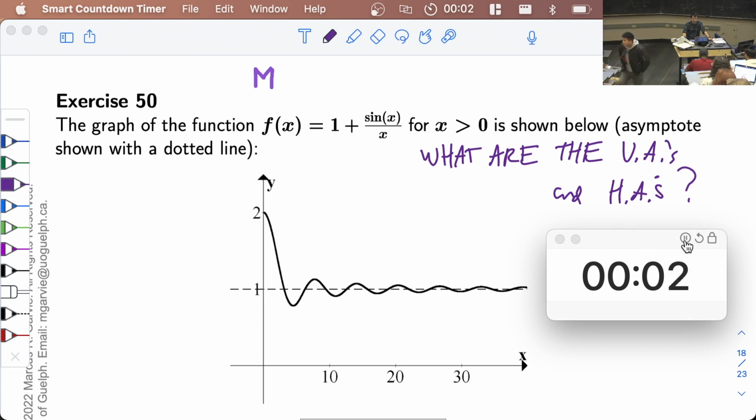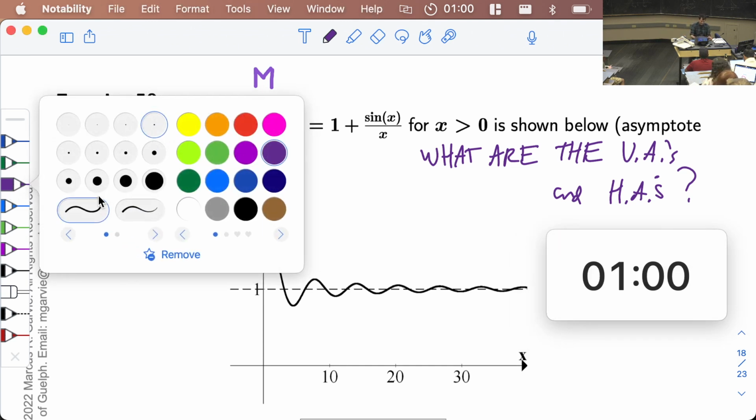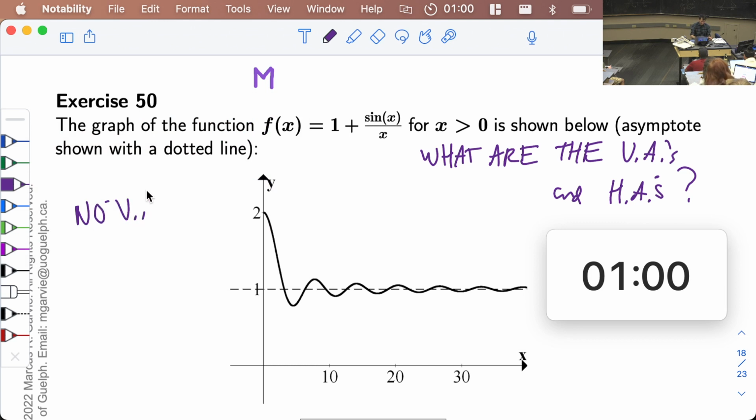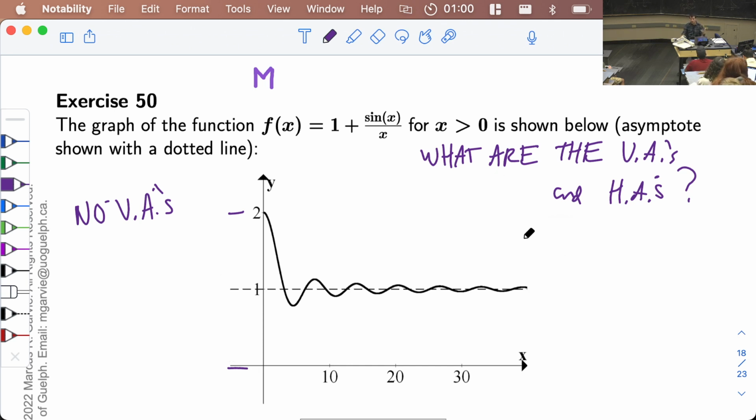Okay, so you've had a second to think about it. I'm going to open up a Math1030. Before we do, you probably realize there are no vertical asymptotes. So that's not too bad. Why are there no vertical asymptotes? Well, the function is not blowing up anywhere, right? The function doesn't go to infinity anywhere. It's a perfectly reasonable function between 2 and 0. Never does anything super crazy. So the only question is, what are the horizontal asymptotes?